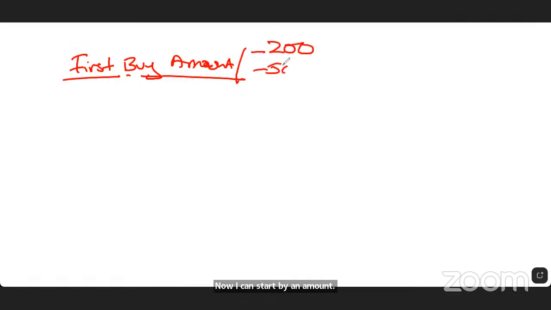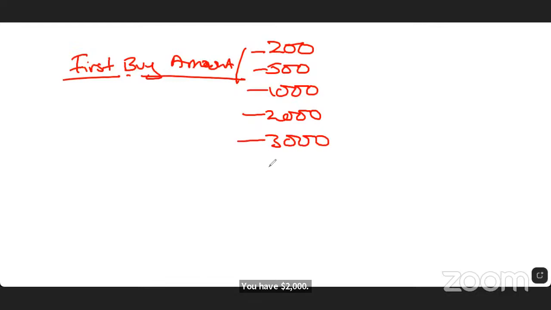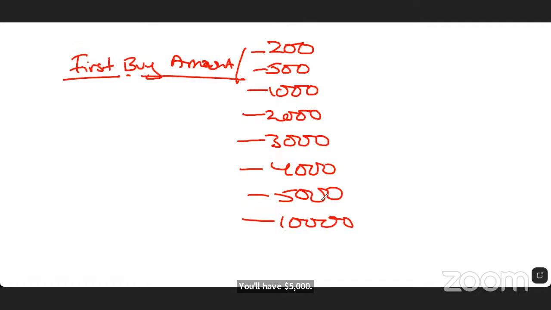Next is a word written very clear called the first buy amount. It is first buying amount. Now, what is first buying amount? You have $200. You have $500. You have $1,000. You have $2,000. You have $3,000. You have $4,000. You have $5,000. You have $10,000. Together.